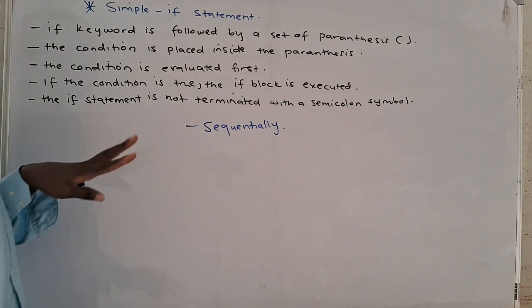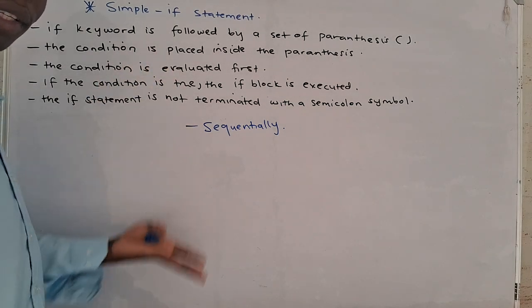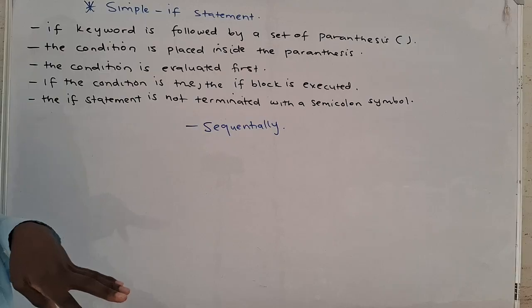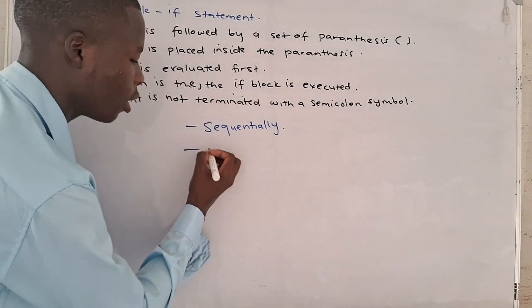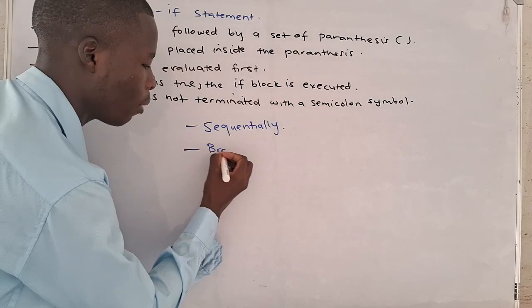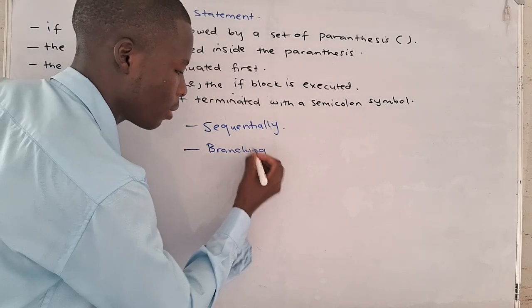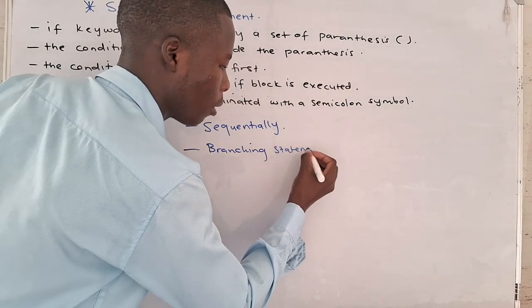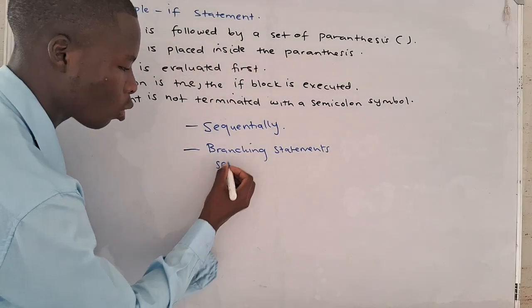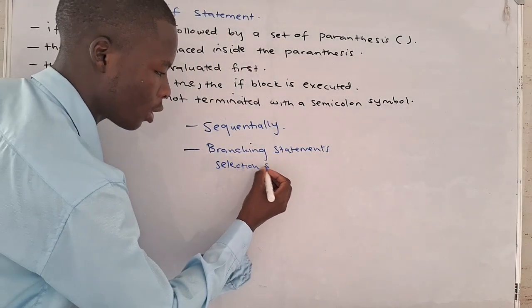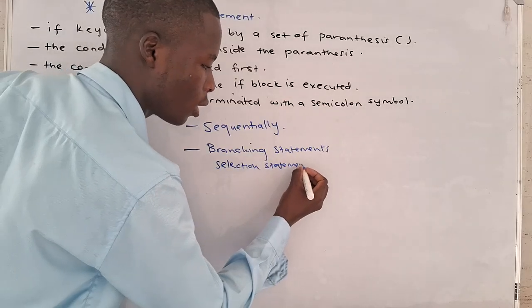Let's say you want to print some of the statements and you want to skip some of the statements. How are we going to achieve this? We are going to achieve this with the help of branching statements. These branching statements are also called selection statements.